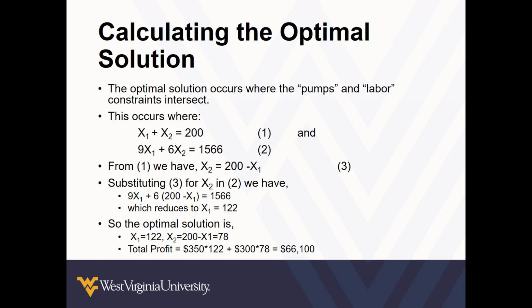So the optimal solution is x1 is equal to 122, x2 is equal to 78, and our total profit is $66,100. Does this make you nervous or panic? Don't do that yet, because you're going to learn how to do this using spreadsheets. And when you're in the spreadsheets, it becomes a lot easier to just run the equations and then carefully interpret the results.